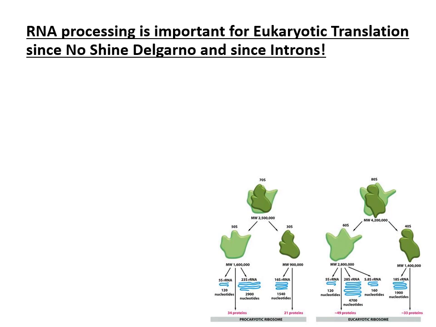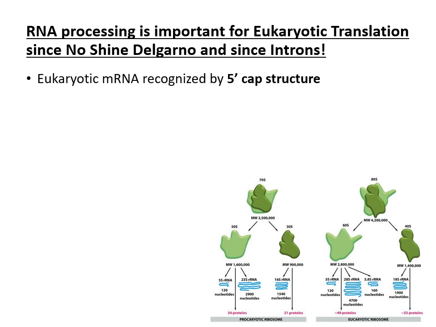The last thing I have with regard to RNA processing is that it's important for eukaryotic translation, since there's no Shine-Dalgarno in eukaryotes, and there are introns that you don't find in prokaryotes. Instead of having a Shine-Dalgarno, the way prokaryotes do, eukaryotic mRNA is recognized by the ribosome because of its 5' cap structure, which gets grabbed the way the Shine-Dalgarno does in prokaryotes. So think of the 5' cap structure as part of eukaryotic initiation of translation.